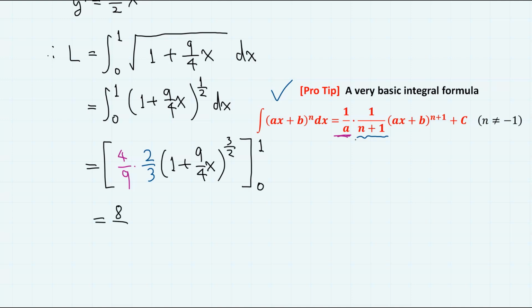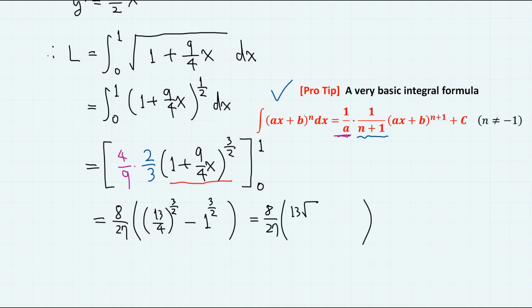So we have 8 over 27 times now this part, and when x equals 1, we have 13 over 4 raised to the power of 3 over 2, minus, when x equals 0, we simply have 1 raised to the power of 3 over 2. So we have 8 over 27 times 13 square root of 13 divided by 8 here, and 1 here, which can be written as 1 over 27 times (13 square root of 13 minus 8).